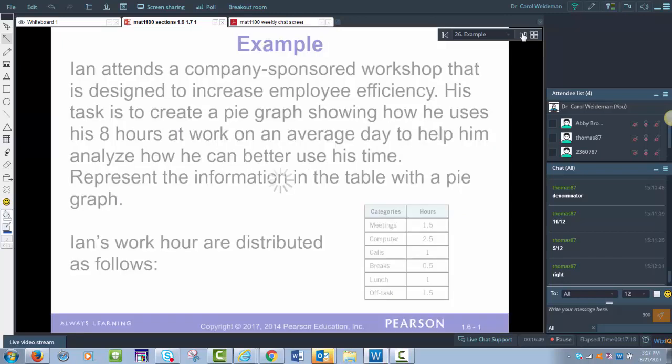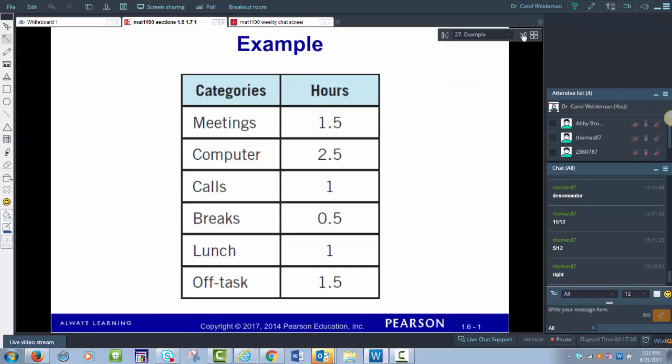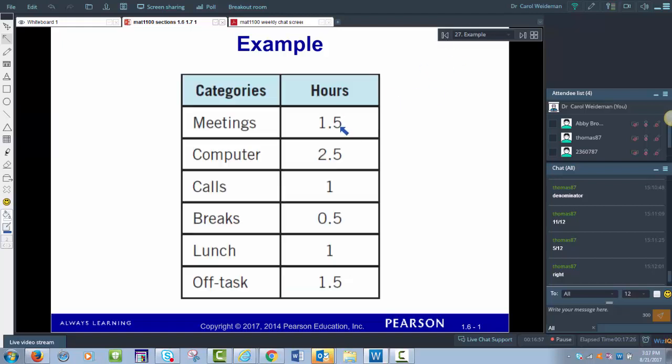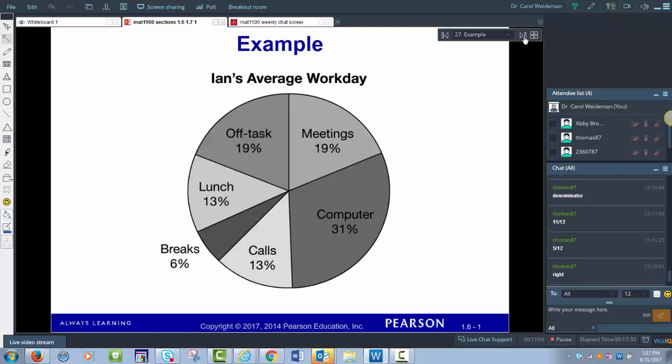So when he goes to the pie chart, here's the data. Here's how it turns out. So basically what happened in the percents, let's just go back for a second. To find the percent in each category, here I would take 1.5 and divide it by 8, multiplied by 100, and that would give me the 19% you see here. Likewise for the computer, the off task, and so forth. And when we add the percents up, we hopefully should get 100%.